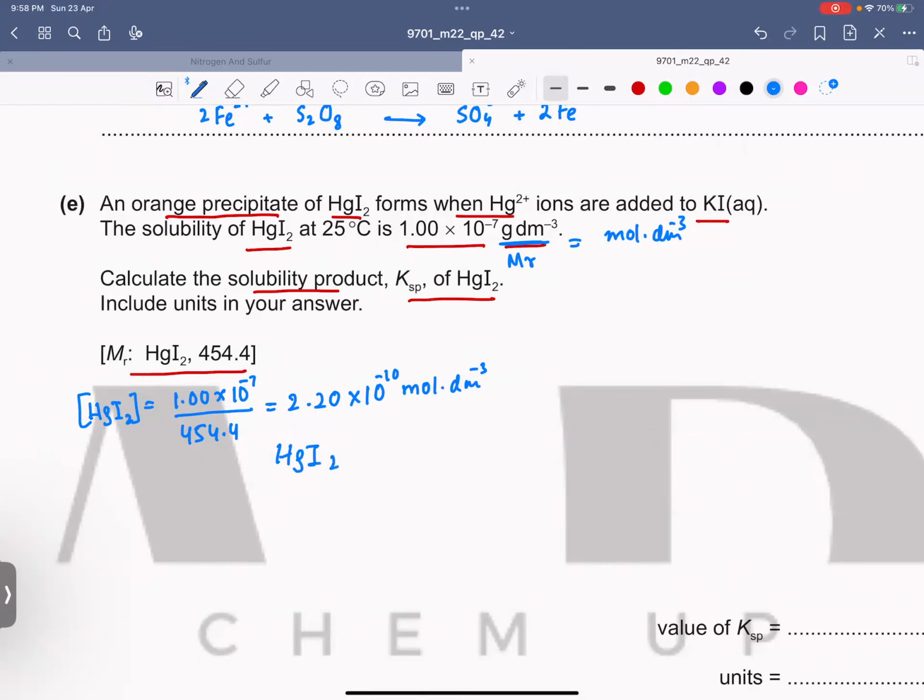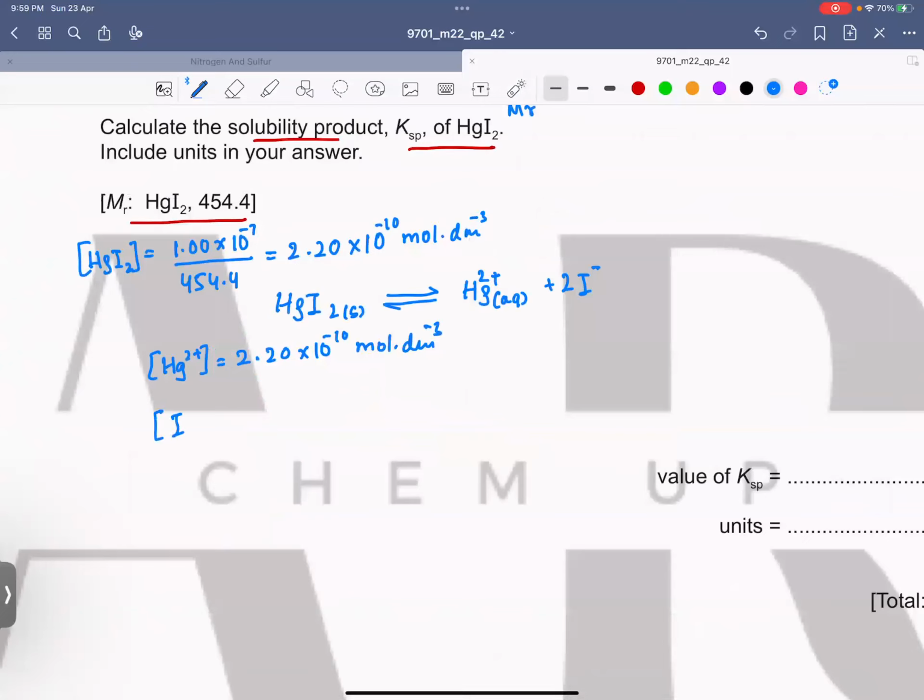If I write the equation for the enthalpy change of solution, or for the dissolving of this partially soluble salt, it would be like this only. So if you see, there is 1 mole of mercury and 1 mole of mercury iodide. So the concentration of mercury ions would be exactly equal to the concentration of mercury iodide, and the concentration of iodide is equal to twice of 2.20 exponent minus 10 mole per dm cube.